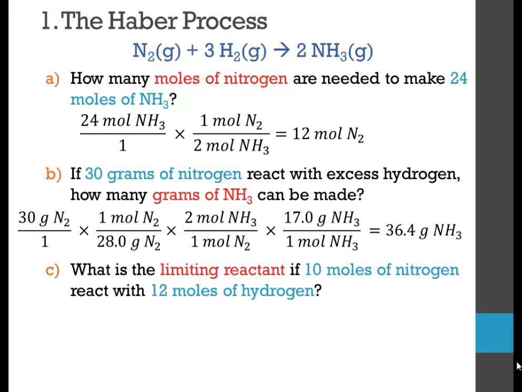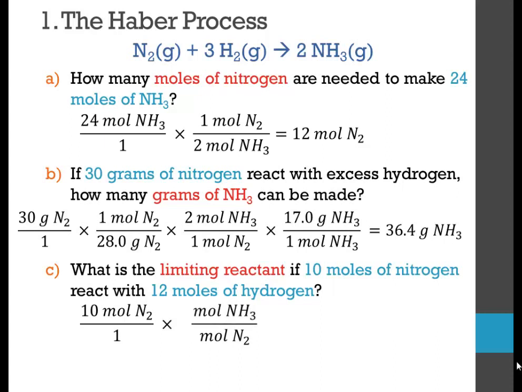The next question is asking us about the limiting reactant, and I'm given 10 moles of nitrogen and 12 moles of hydrogen. So we have 2 givens, which means we need to do 2 calculations. So we'll start off with our 10 moles of nitrogen. I'm already in moles, so I don't need to convert to moles. I'm already there. I can go to a mole ratio. So I want to convert moles of nitrogen into moles of ammonia.